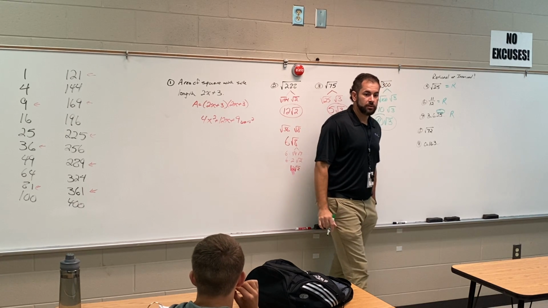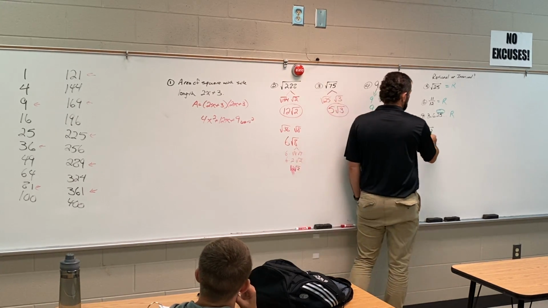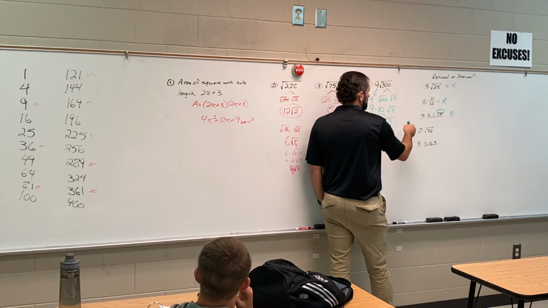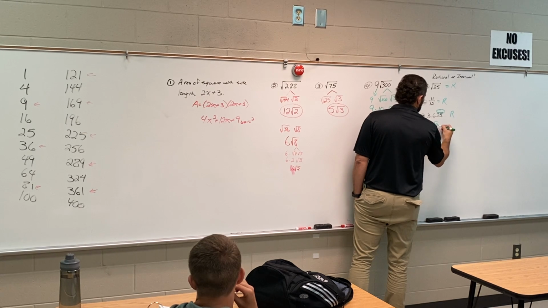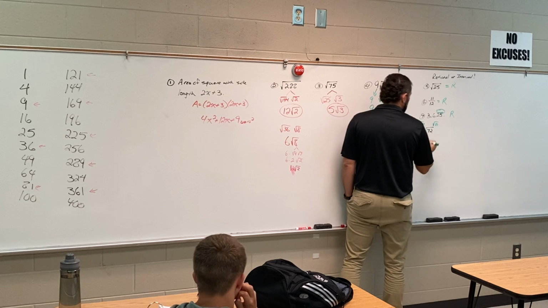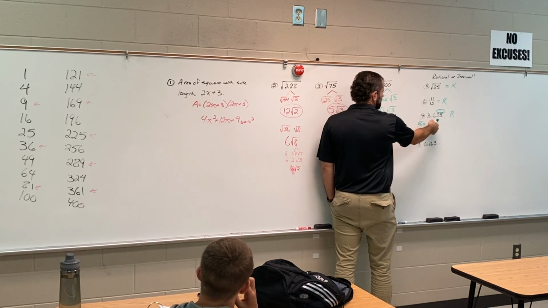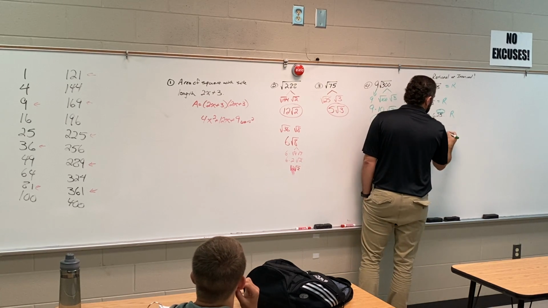Number 8, rational or irrational? Irrational. Why? Because the square root of 9 is 81. Okay, so you can't just square root it. We have the square root of 81 after it, and the square root of 64 before it. These two are perfect squares, so these two are rational. 72 is between those two, so therefore it's irrational.